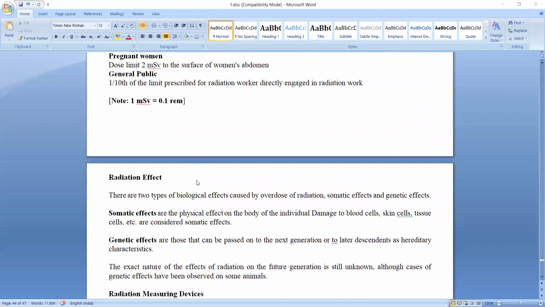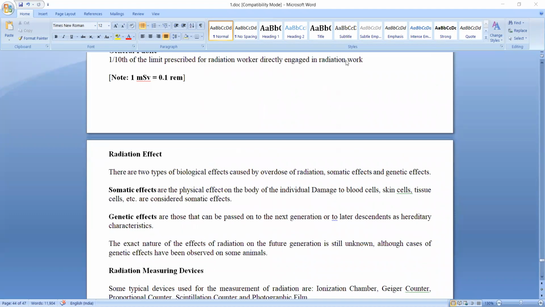Next, radiation effects. Already I told radiation effects are two types. One is somatic effects, second one is genetic effects. Somatic effects means a physical effect on the body. It means individual damage to blood cells, skin cells, tissues. Okay, all these come under somatic effects. Next, genetic effects means those that can be passed on to the next generation, meaning their sons and grandsons, the effects are moving towards the next generation.